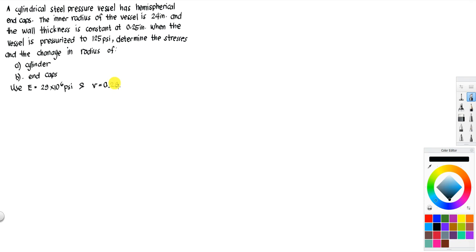Okay. So, a cylindrical steel pressure vessel has hemispherical end caps. The inner radius of the vessel is 24 inches and the wall thickness is constant at 0.25 inch. When the vessel is pressurized to 125 psi, determine the stresses and the change in radius of, first, the cylinder, second, the end caps. Use E equals 29 times 10 to the 6 psi and the Poisson's ratio of 0.28. Okay. So, unahin muna natin yung ating letter A.